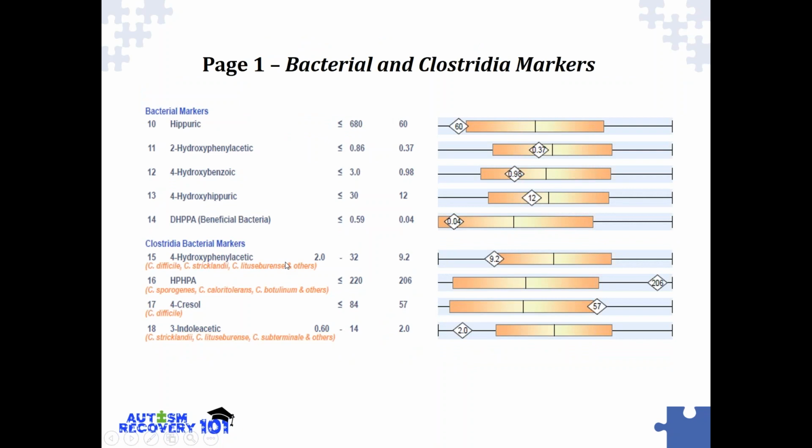The bottom of page 2 is the next section that I go, and my eyes immediately go to number 16 and number 17. These two markers, when they're elevated, are linked to the presence of specific types of Clostridia bacteria which produce these toxins, and these toxins can interfere with brain chemistry or nervous system chemistry that can lead to irritability, agitation, in extreme cases, aggression, sometimes self-injurious behavior.